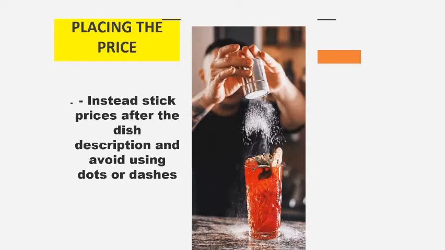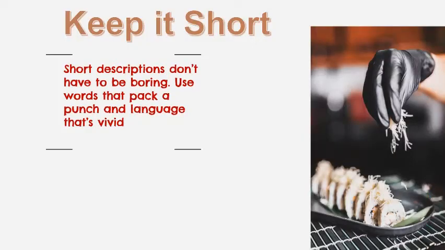Number 1. Placing the price. The problematic price list. When prices are neatly lined up on one side of your menu, you are inviting customers to shop dishes based on price and not on their palate or taste preferences. Number 2. Just keep it short.